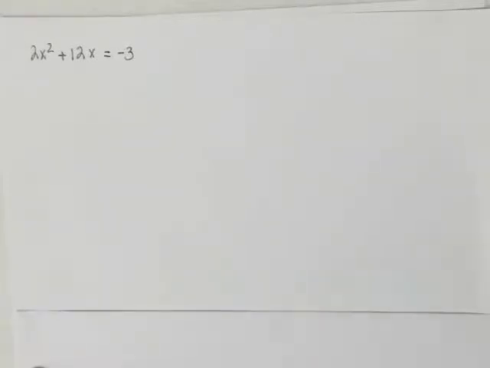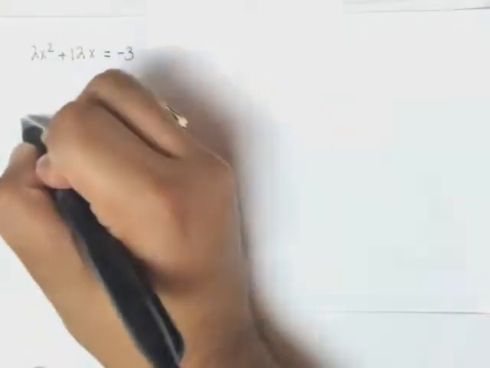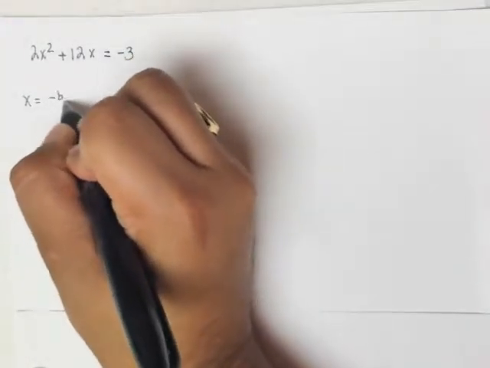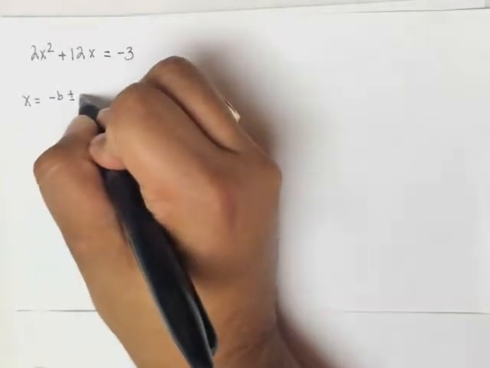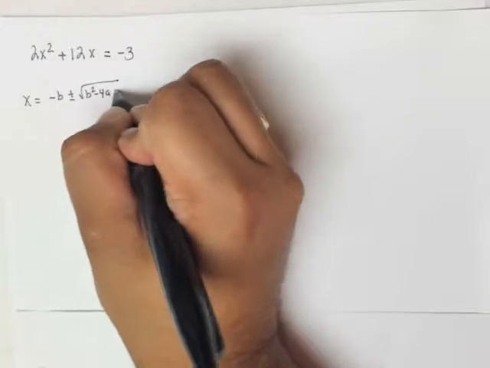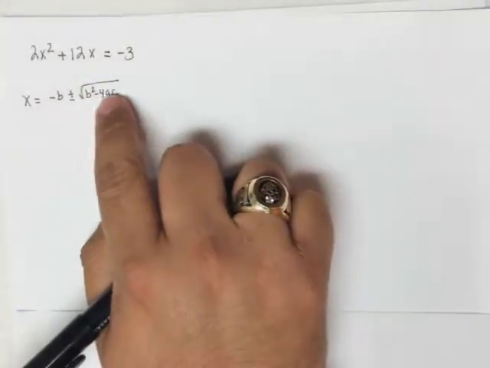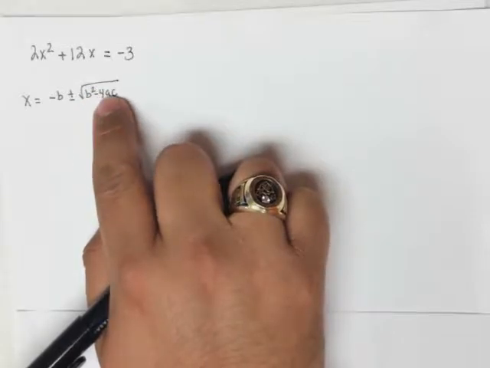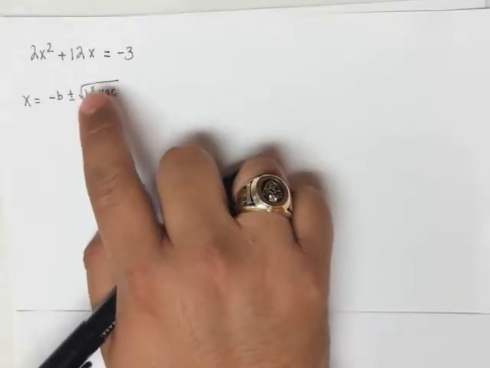Okay, so now we've gotten to the point where we're going to solve using the quadratic formula. So what does the quadratic formula look like? Well, it looks a little bit like this. x equals, and I always say opposite b, plus and minus the square root of b squared minus 4ac. Now this guy underneath the square root is actually really important. This is what we call the discriminant, and it tells us a lot about a quadratic.